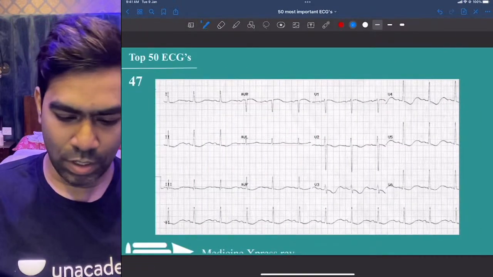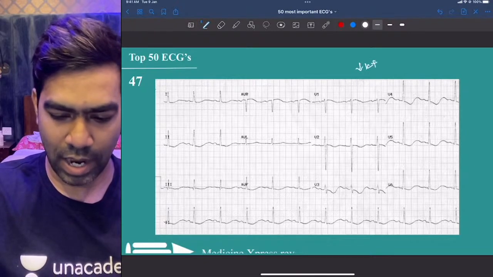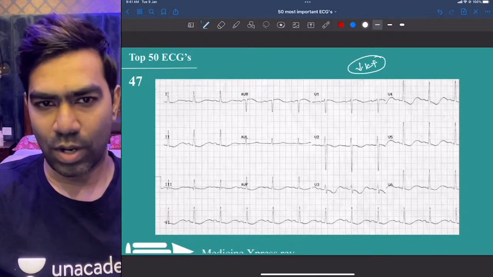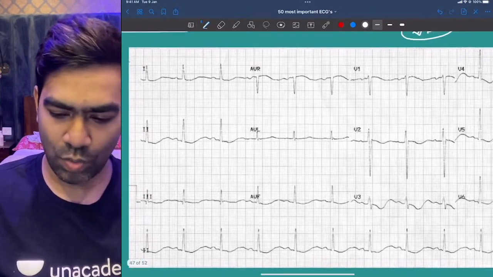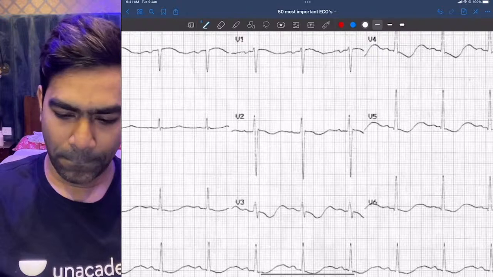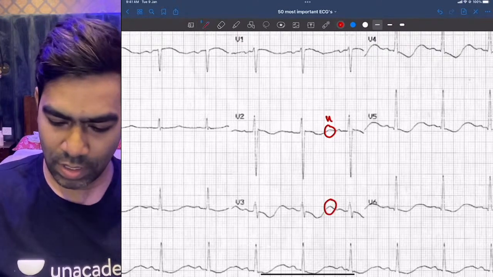And coming to this one, I think we are moving into electrolyte changes. This is a patient who's having hypokalemia. And what are the findings in hypokalemia? Number one, you will see pathological U waves. That's very obvious here. You can see these are the U waves.